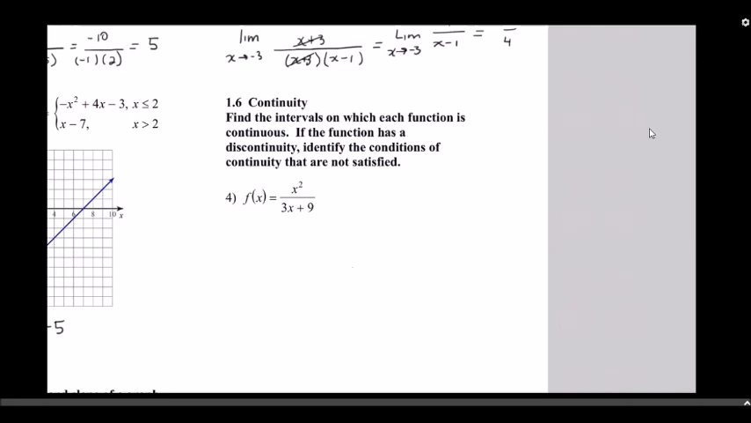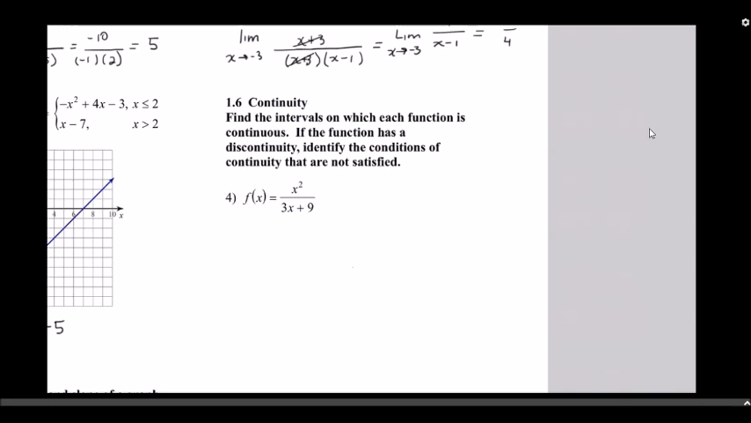So question number 4 is from section 1.6, where we talked about continuity. This type of function, a rational function, often has vertical asymptotes. A vertical asymptote would be discontinuity because it separates a graph into a right and a left side.